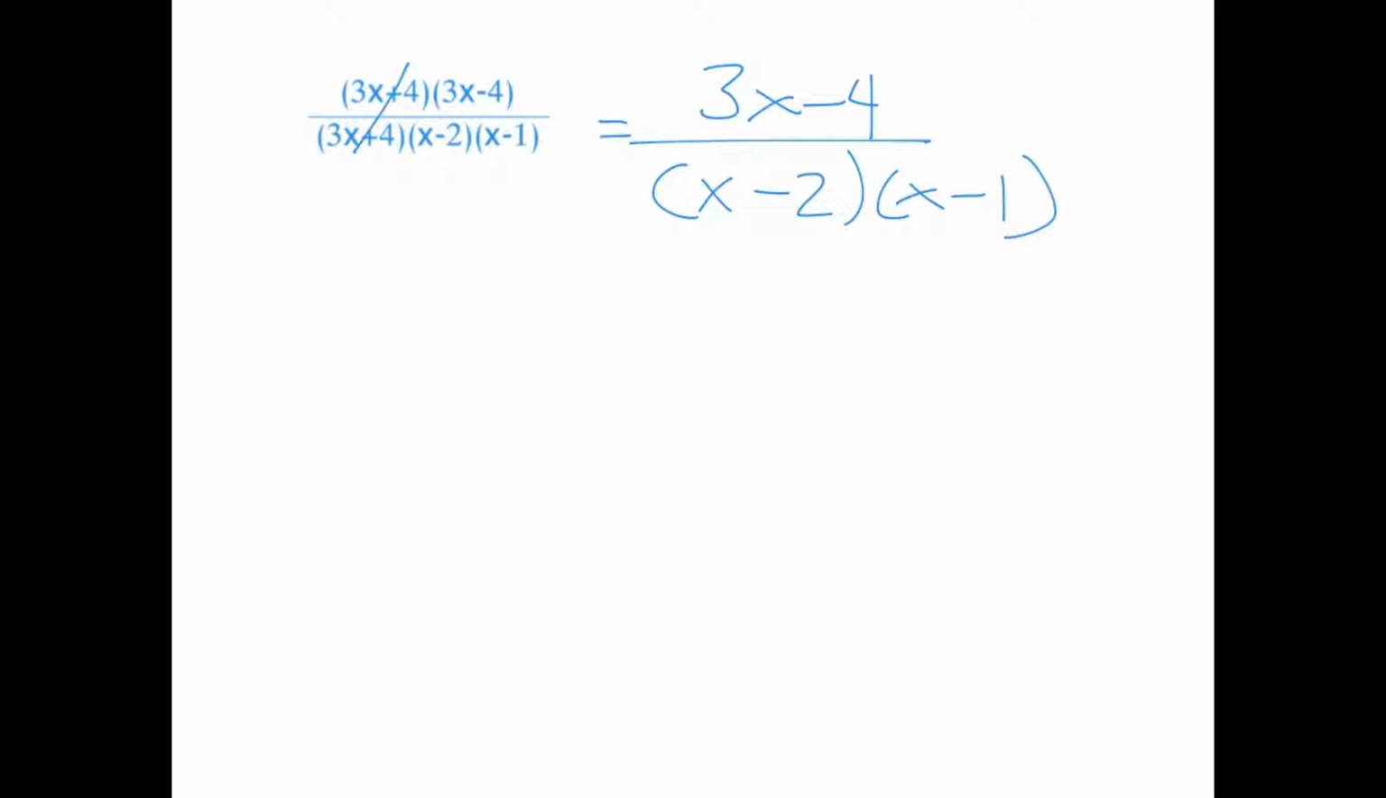Canceling the both 3x plus 4 out, you will now get 3x minus 4 all over x minus 2 times x minus 1. Solving rational algebraic expressions is not hard at all. It seems hard when you don't know how to solve it. Now that you know how to solve it, it seems easier.